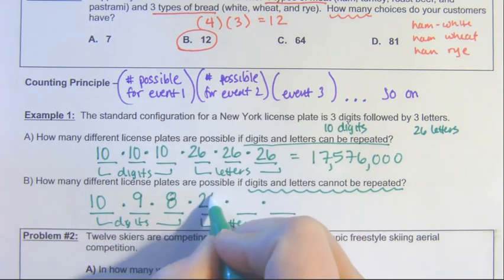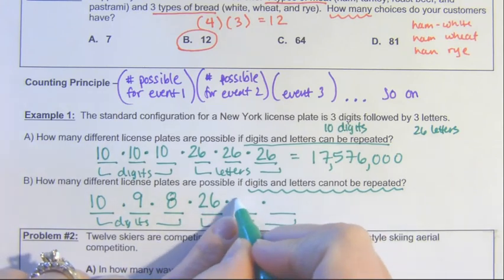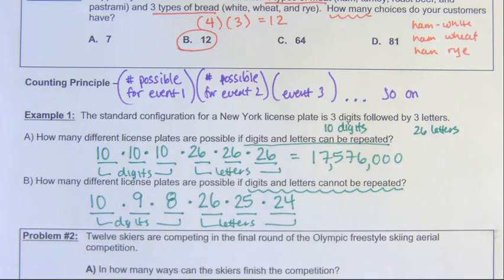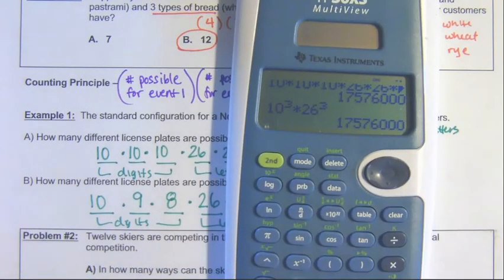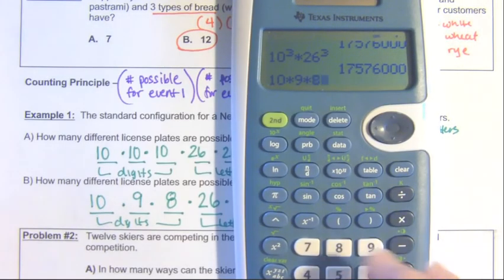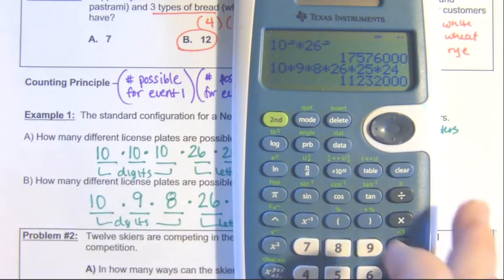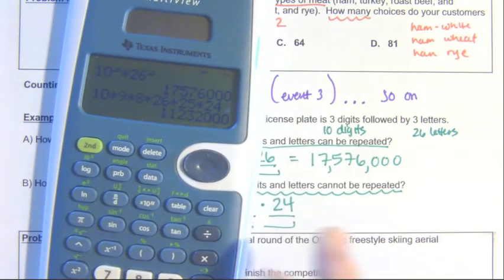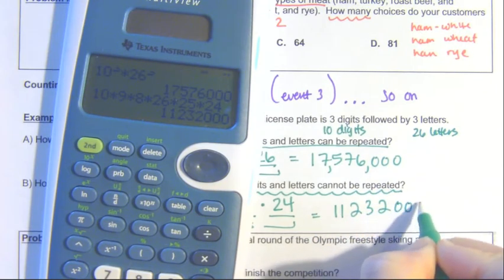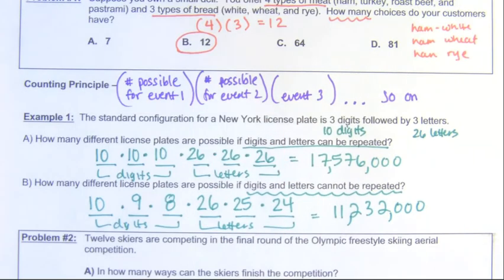There's 26 letters in the alphabet to pick from. Once I used a letter, I have to use a different one here. So now there's only 25 to pick from, and then only 24 to pick from. And then you just type this in the calculator. There's no shortcut for this one, so you just have to do 10 times 9 times 8 times 26 times 25 times 24. And another huge answer here: 11,232,000.